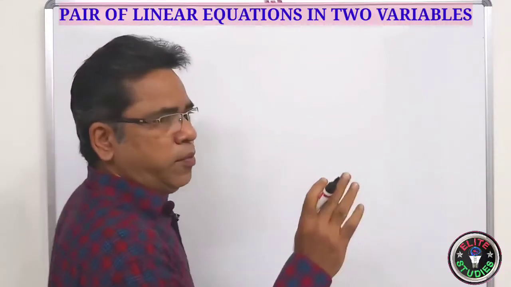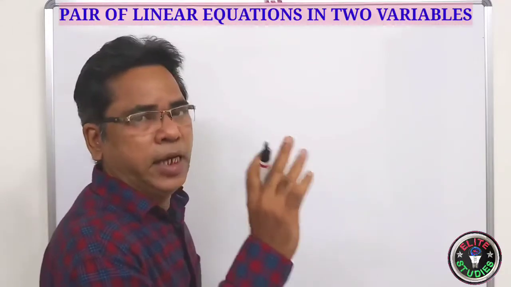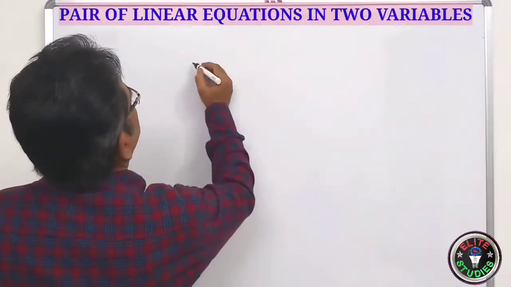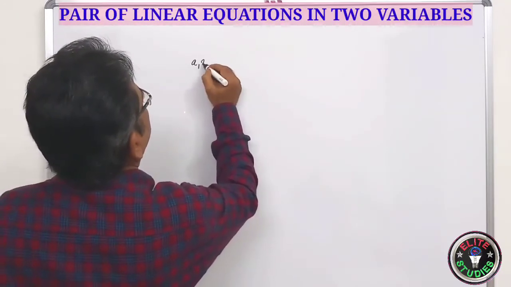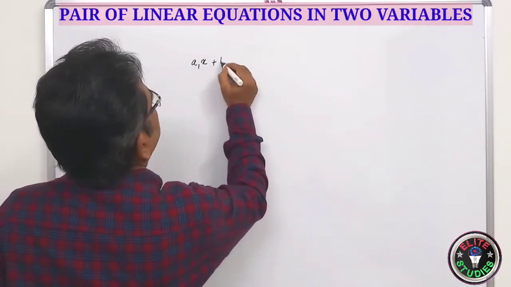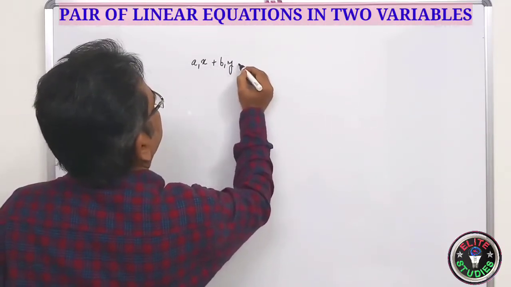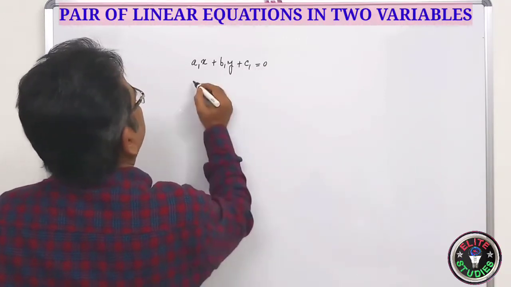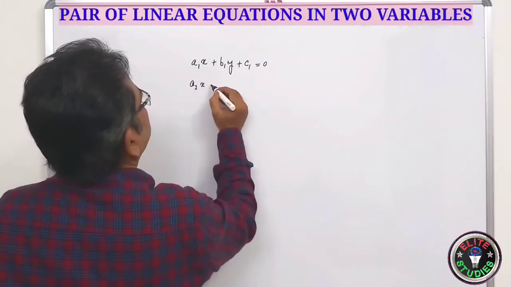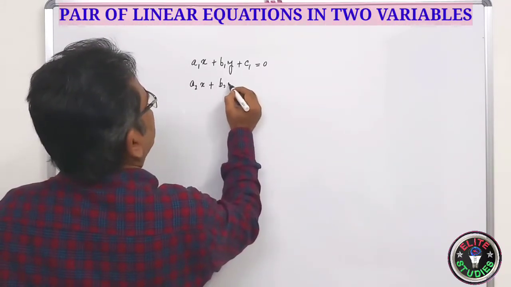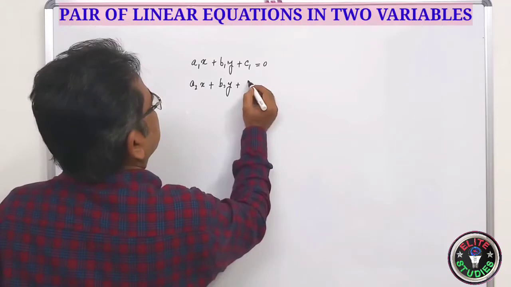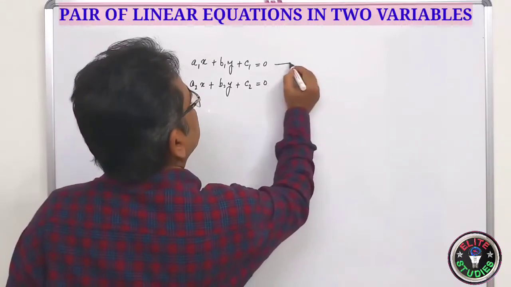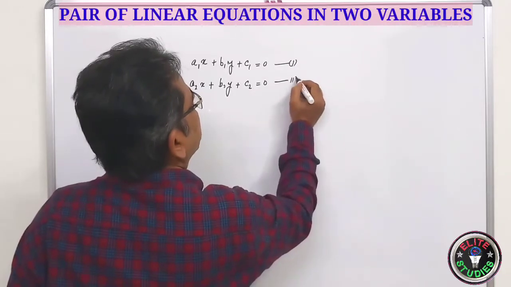A general form of a pair of linear equations in two variables is written like this: a1x plus b1y plus c1 is equal to 0, a2x plus b2y plus c2 is equal to 0. This is the first equation and this is the second equation.